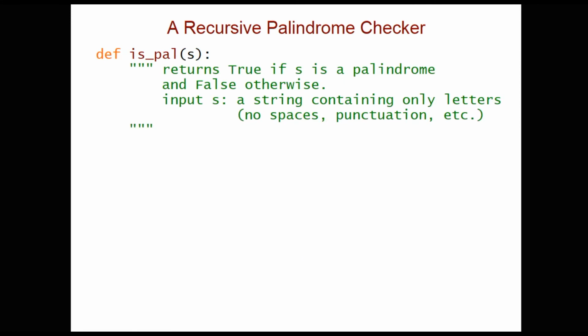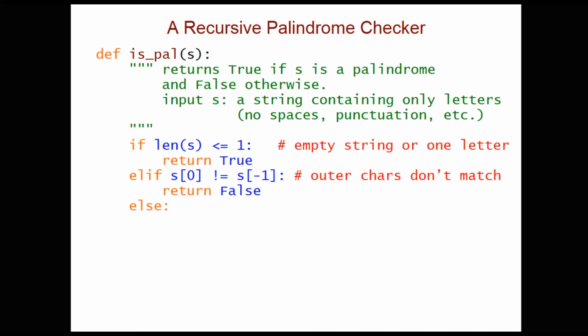So let's write down our code. At first, we start by writing the function signature and docstring. Let's write down the base cases first. If the length of the string is less than 2, it means it is an empty or one character string. In this case, we need to return true. And if the outer characters don't match, the string is not a palindrome and we return false.